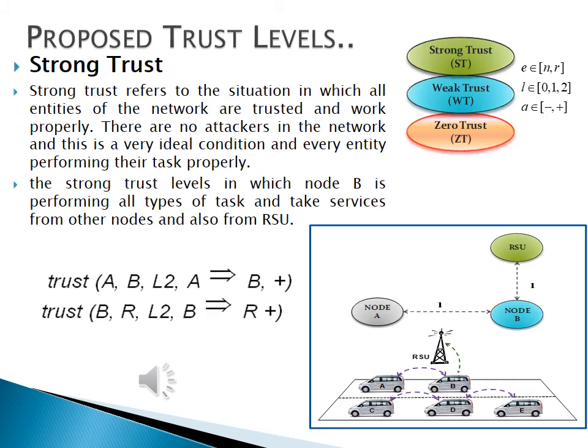Proposed trust levels. Strong trust. Strong trust refers to the situation in which all entities of the network are trusted and work properly. There are no attackers in the network, and this is a very ideal condition, with every entity performing their task properly. In the strong trust level, Node B is performing all types of tasks and taking services from other nodes and also from RSU.